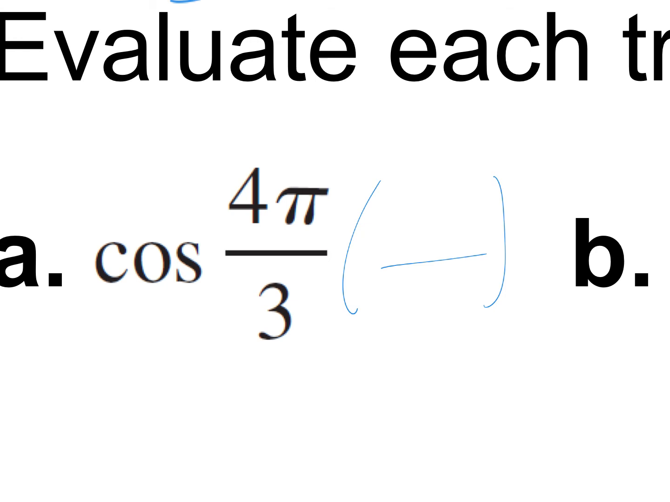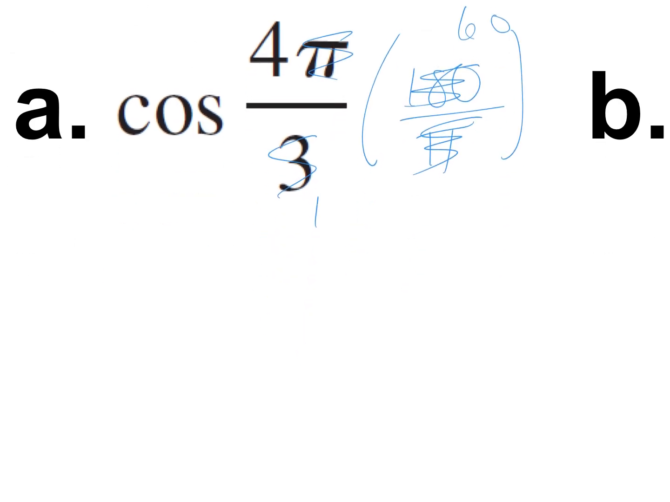Guys, what is the degree value for 4 pi over 3? How do we figure that out? We're going to convert it, okay? So this goes in once, this goes in 60. So 60 times 4, 240, right? So what we're really finding here is the cosine of 240.